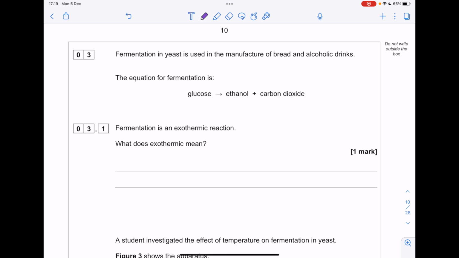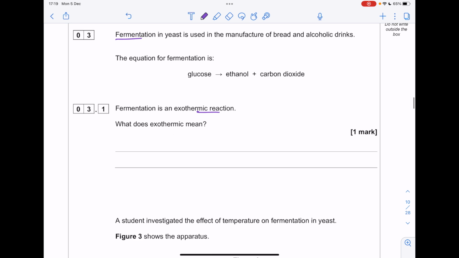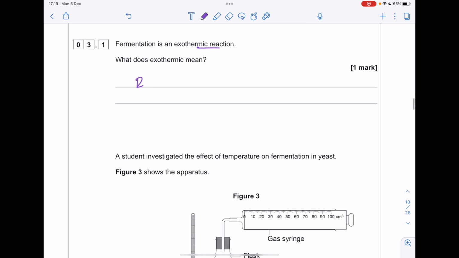Fermentation in yeast is used in the manufacture of bread and alcoholic drinks. The equation for fermentation is this. Fermentation is an exothermic reaction. What does exothermic mean? It means releases heat energy to the surroundings.